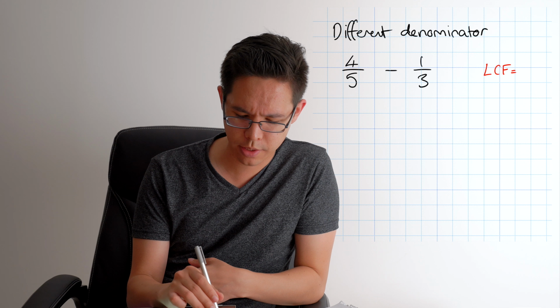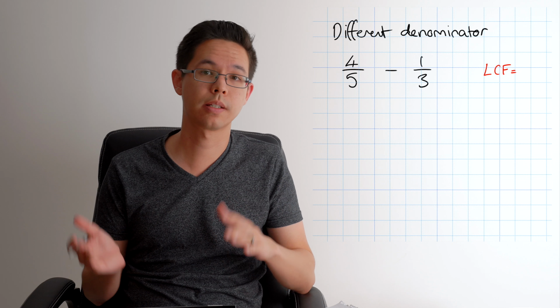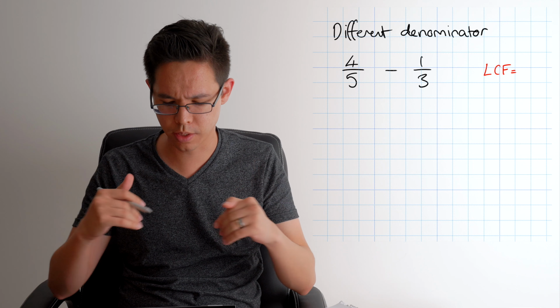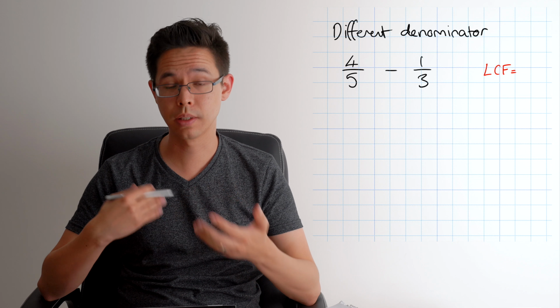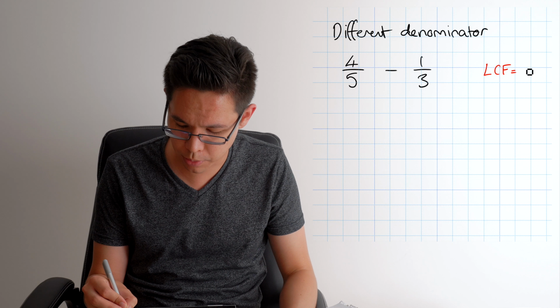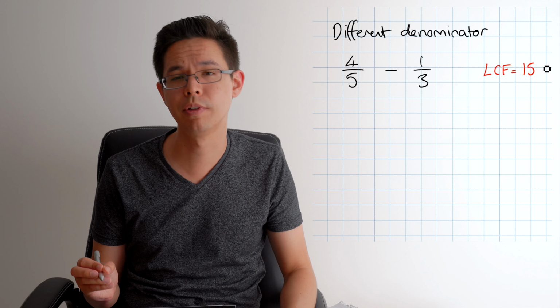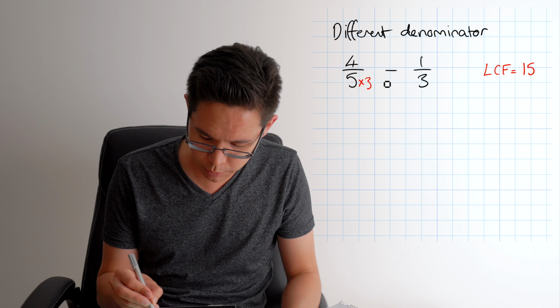Let's look at something that's a bit more involved. Let's look at different denominators. So here, they're different bases, and the same strategy applies. We've got to convert them to the same denominator, and we do that by looking for the lowest common factor. In this case, we can convert both of them to 15. So 5 times 3 will give me 15.